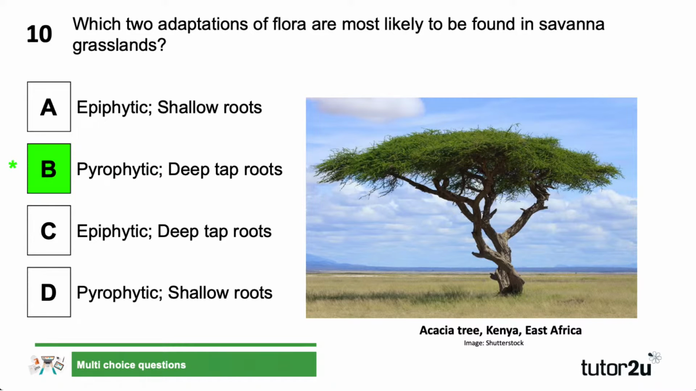Pyrophytic is connected with fire, so they need to be resistant to fire, and sometimes they even need fire to survive. And they have deep taproots to reach the water sources, which are quite often deep underground.